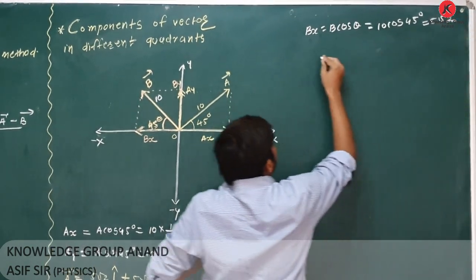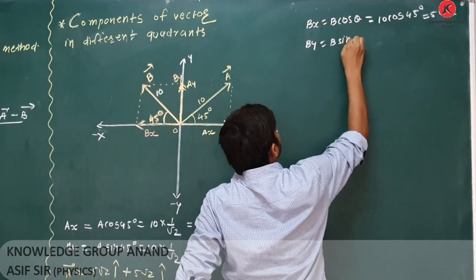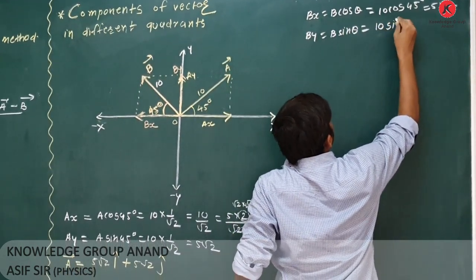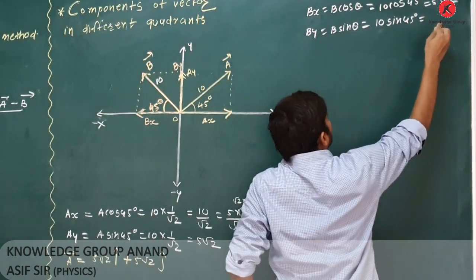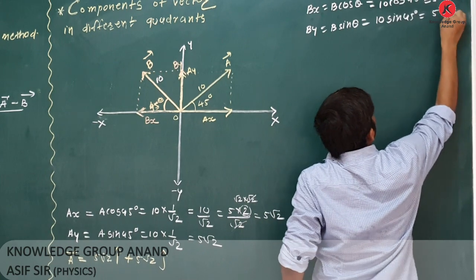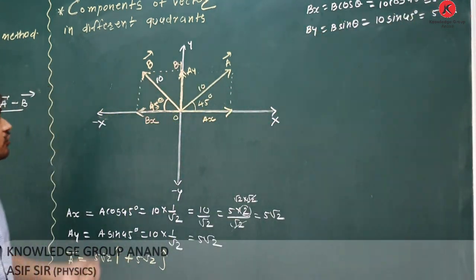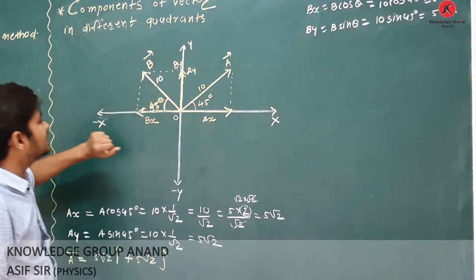And similarly, if you find by, it is equal to b sin theta, which is 10 sin 45, and you will get your answer, it is 5. Clear about this? Yes, the magnitude is the same because I have taken the magnitude 10 and this theta is the same.